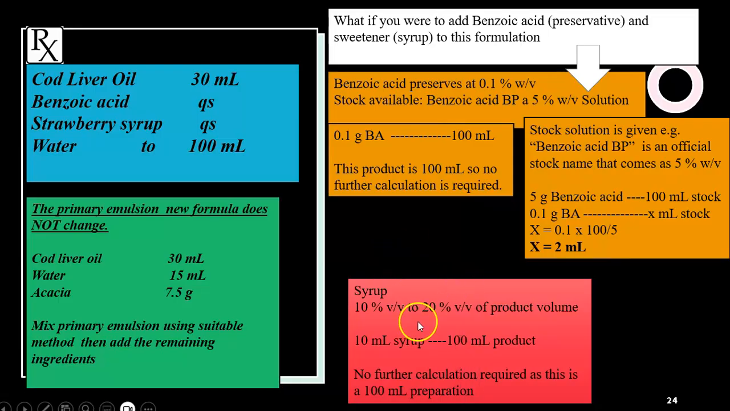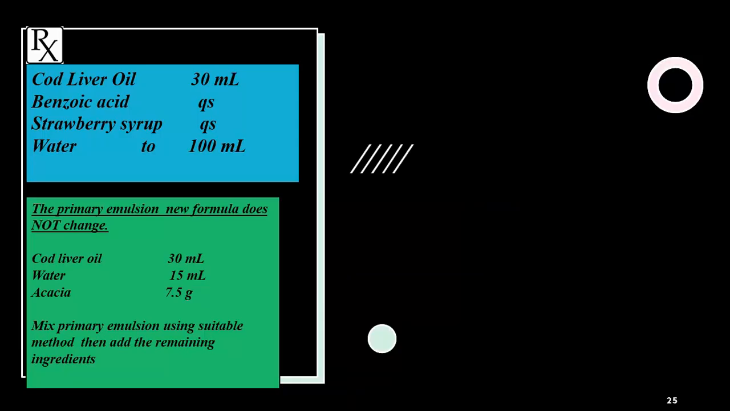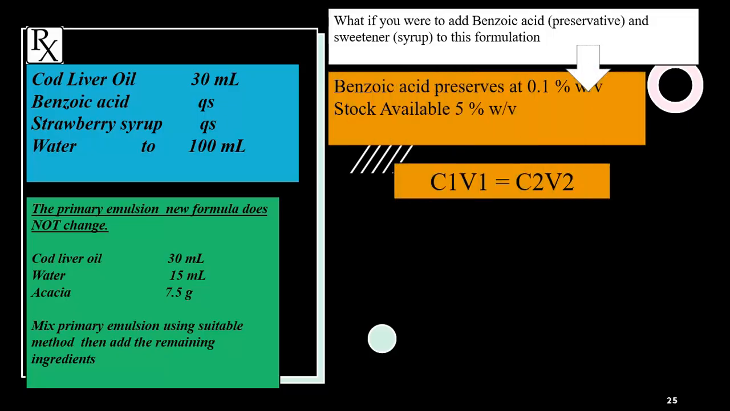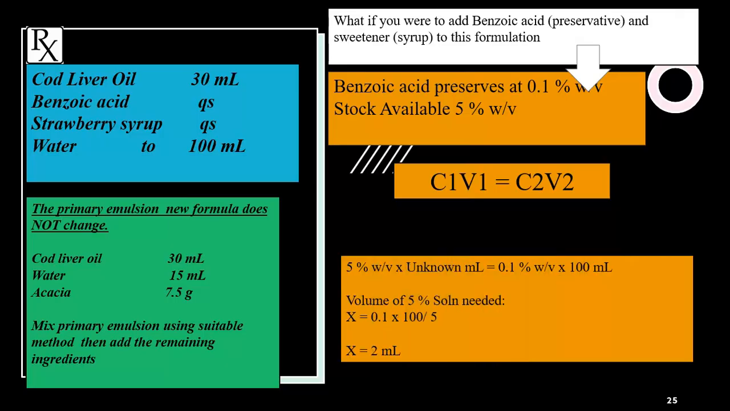The syrup, recall the theory, 10 to 20% of the volume, and so we're going to choose 10 milliliters for this 100 ml product. You can use up to 20, you can even use 15% because it's a range. Now, for the benzoic acid, we could have used C1V1 equals C2V2. Let's see how that applies. C1V1 is the side of the equation that deals with the stock. The stock is at 5%. We don't know how much milliliters we're going to use, but the C2V2 is the dilution, which is the product.